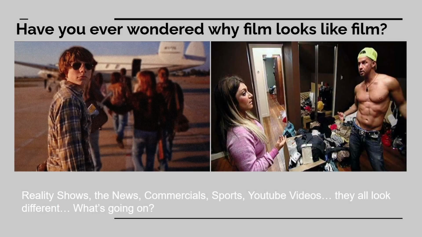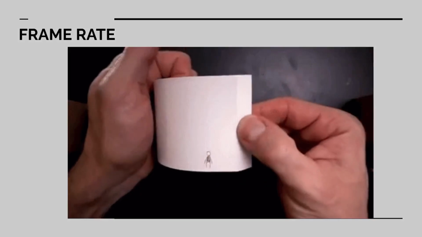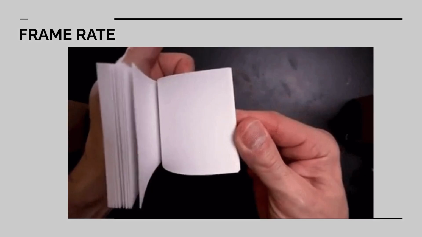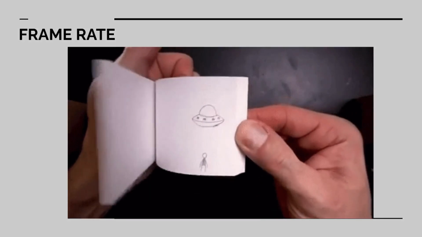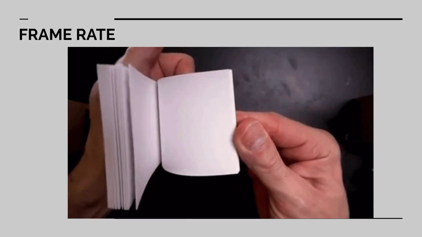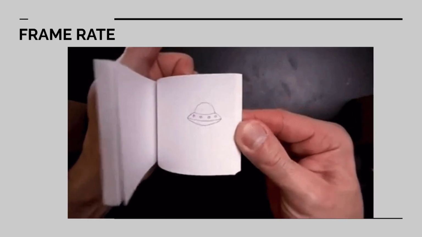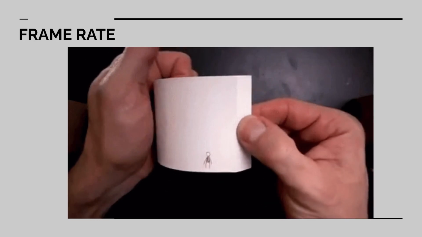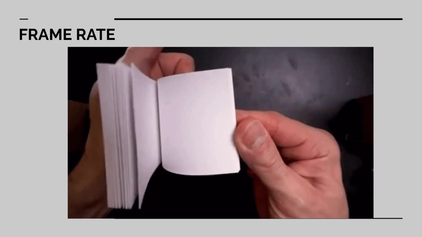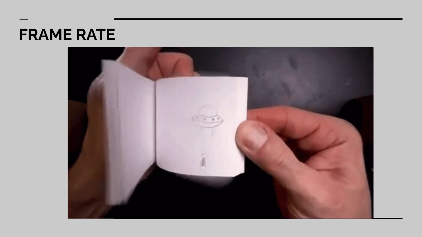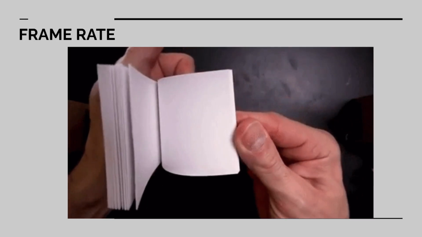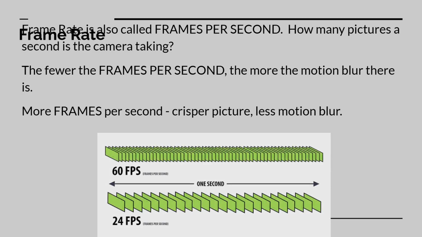So, have you ever wondered why film looks like film? Reality shows, the news, commercials, sports, YouTube videos, they look different. So what's going on here? And really it's frame rate. Frame rate is just how many pictures per second the camera is taking. When those pictures come together, we get the illusion of movement, right? Really, you're just seeing a bunch of pictures in succession, and there's not actually really movement.